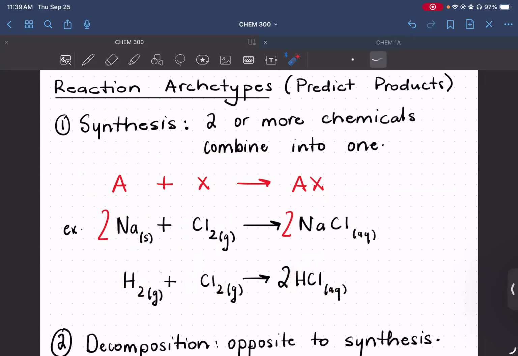But the key point here is now that we understand the basics of balancing as well as state symbols, all of those factors must be included.